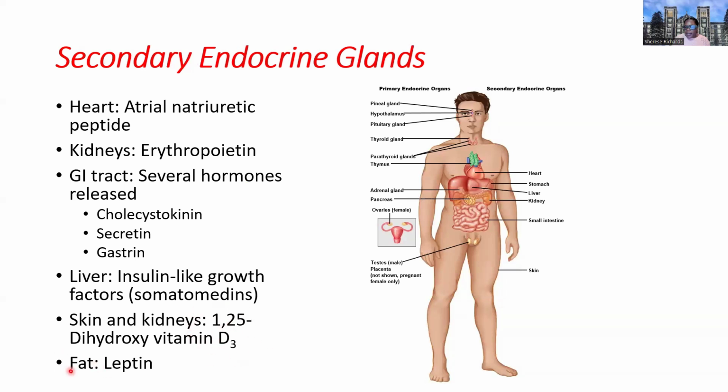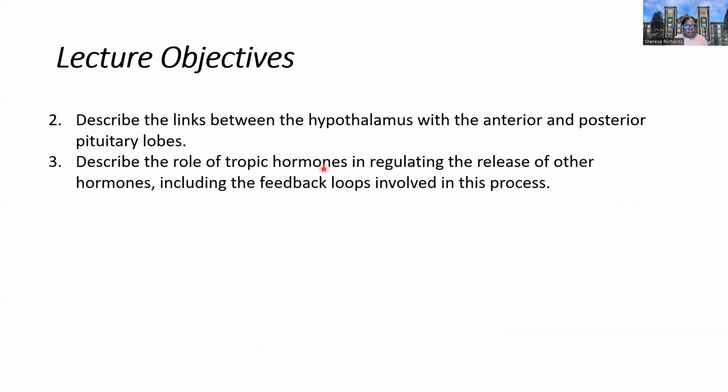And then fat is another one. Fat is really an energy reserve, but it can also secrete leptin, which again has a role in our hunger, satiety, absorption, etc. So these are some of the secondary endocrine glands that can also play a role on the endocrine axis. Let's go to the second objective.